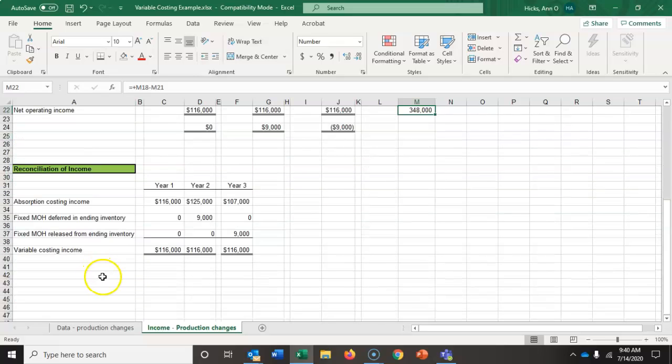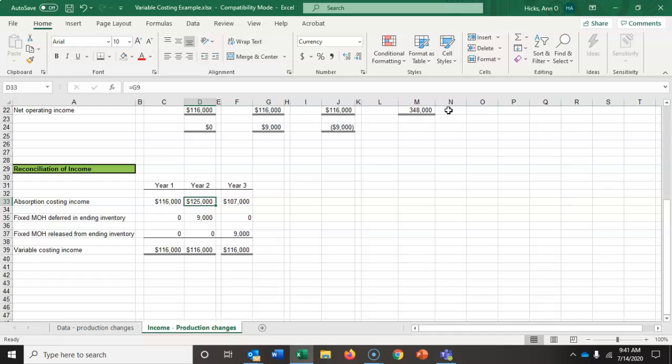Now let's look at this reconciliation, because we can prove again how it is strictly the fixed overhead in ending inventory that is the issue. So year 1, absorption costing income was $116,000. There was no fixed overhead deferred in ending inventory. There was no fixed overhead released from ending inventory. Again, inventory didn't change from beginning to end, leaving us with the same amount of variable costing income.